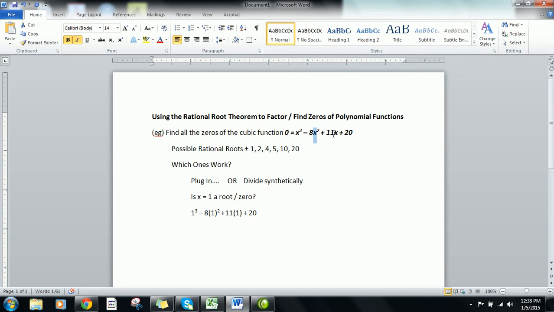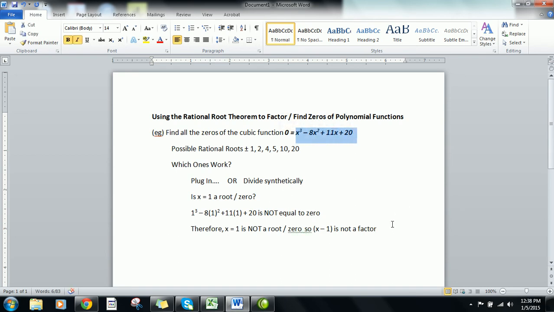So all I'm doing is plugging in 1 every time I see an x. And what I got here is certainly not equal to 0. I got 20 plus 11, that's 31, and this here certainly does not add to negative 31, right? So it's not equal to 0. Therefore, x equals 1 is not a root or zero, which means x minus 1 is not a factor of the original cubic polynomial.